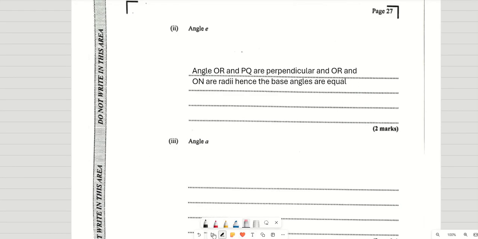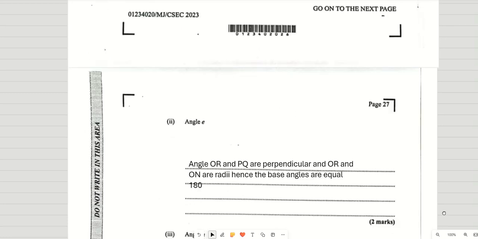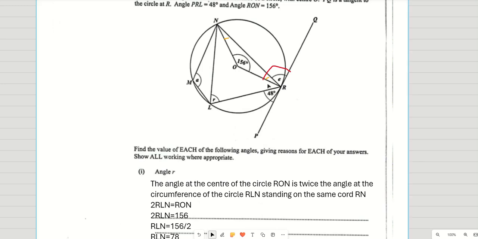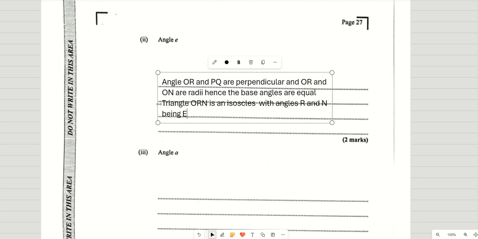So from this, we can deduce that the triangle, let's just go up to see the triangle, our triangle RON, triangle ORN is isosceles, hence with angles R and N being equal.